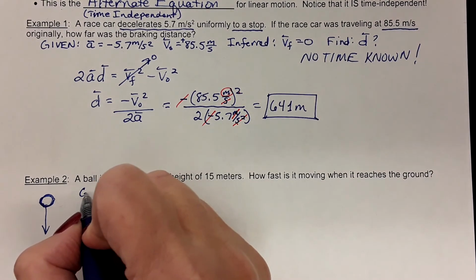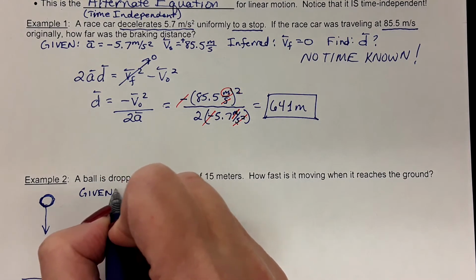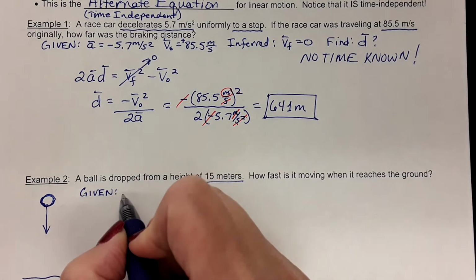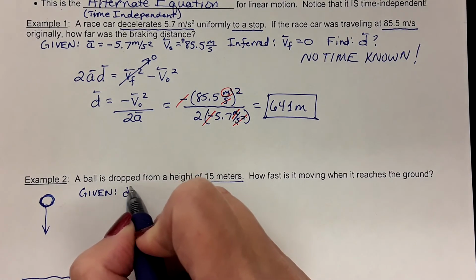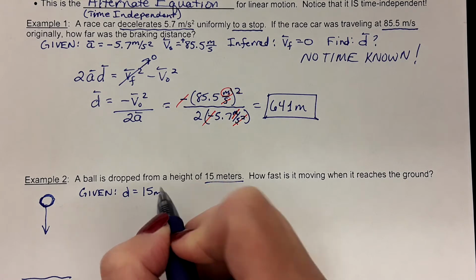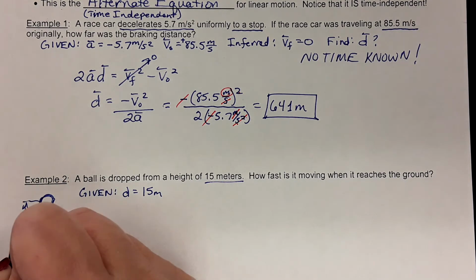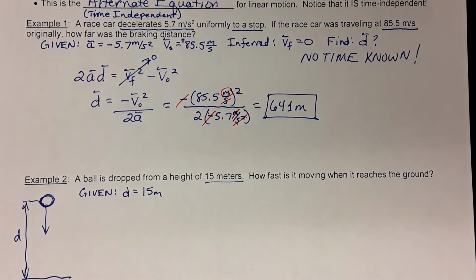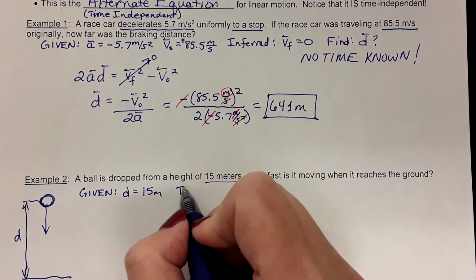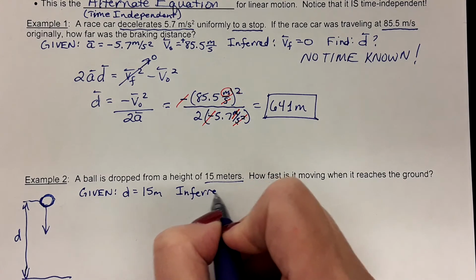So let's start with what's given. 15 meters, that's the distance that it falls. Okay, so it goes from here to here, so this is D, 15 meters, okay? And notice that is the only given piece of numerical information there is. So we must have some inferred information. Here we go. Let's find it.